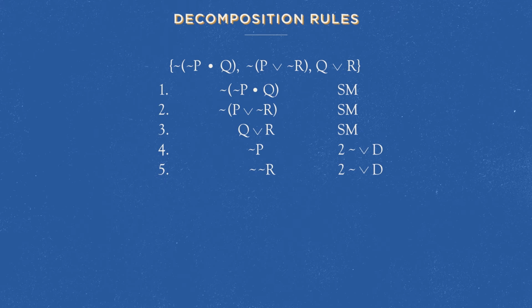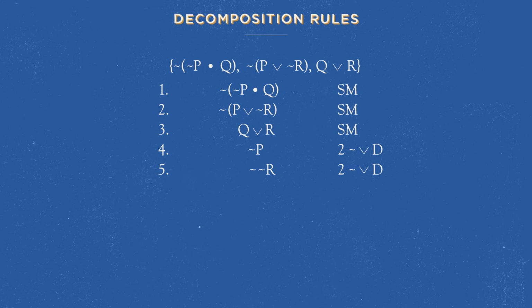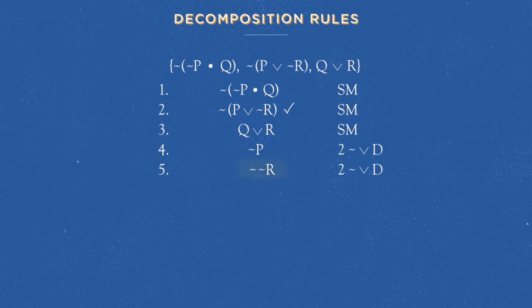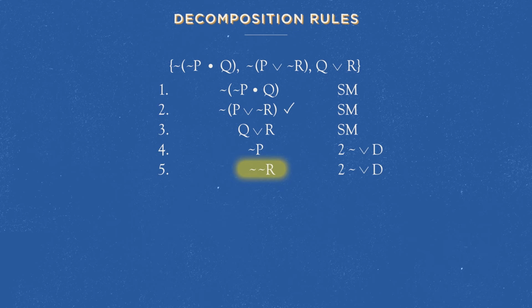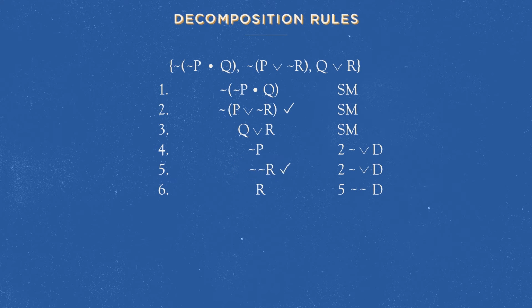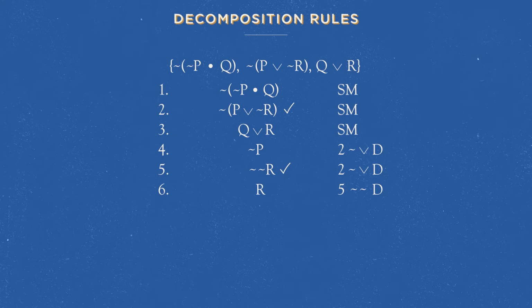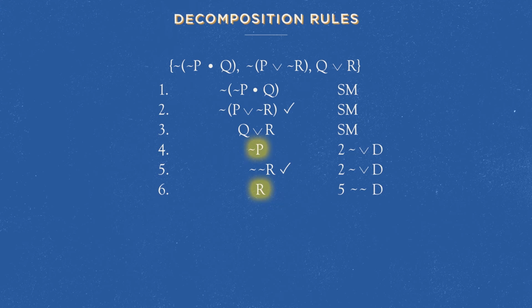So, not (P or R) decomposes into not P and not R, and we check that off because we decomposed it. Now, not R doesn't branch, and we can just decompose that one into R and check that off with the justification of 5, double negation decomposition. There we go. Quick check of not P and R. Nothing contradicts yet, so we can continue.